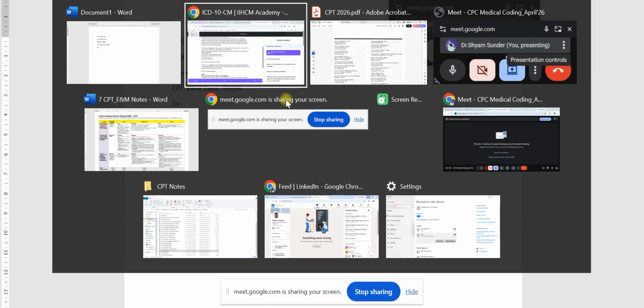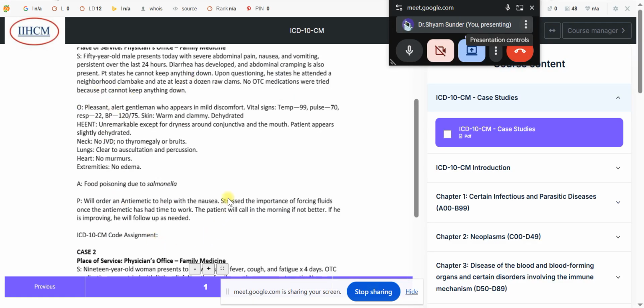So this is a cyclical, repetitive process. You have to continue to do the same thing with all the cases. And when you're working with these cases, if place of service is not given, assume it as office. If visit type is not given, assume it as new patient. So the critical area is the MDM table: how to go through the MDM table using the summary, how to identify the problem, the data, and the risk.